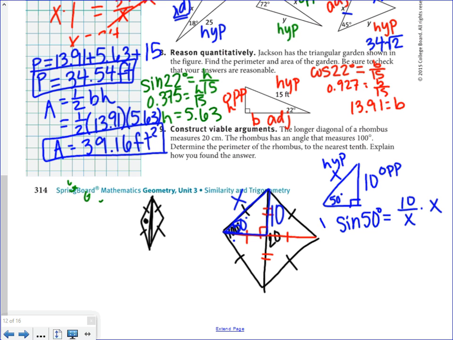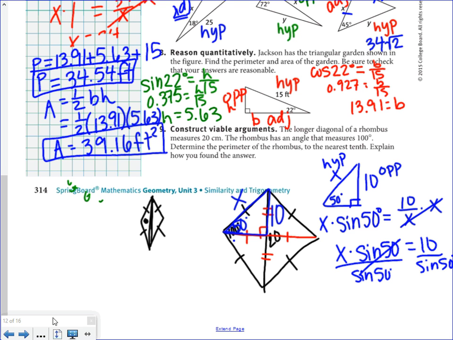If you want to leave it in terms of sine, you can. X times the sine of 50 equals 10. And then you can divide by the sine of 50. So in your calculator, you can actually plug in 10 divided by sine of 50. You don't have to do it that way, but if you do, it works the same way. You get 13.05. So then, take that number and multiply it by 4.